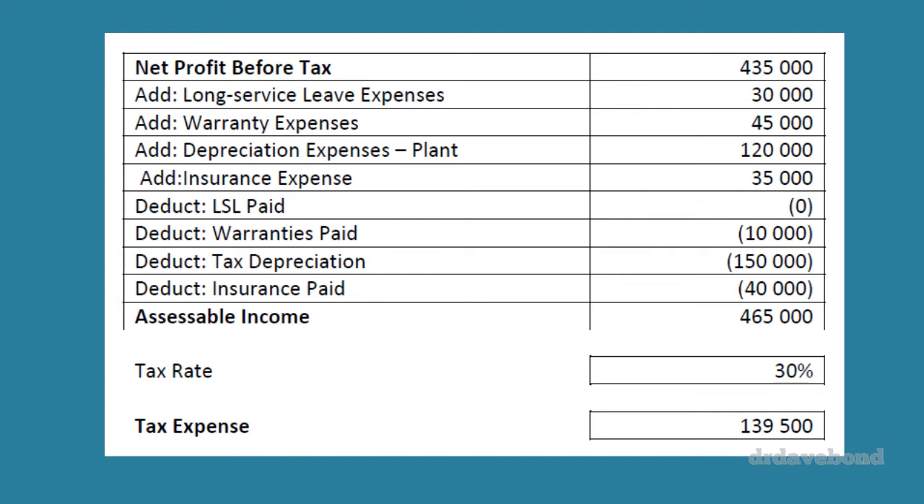And the second is much the same. I wouldn't net them out. I wouldn't go, okay, well, let's look at warranties. Warranties, we're adding back in 45, but we're taking away 10. So I wouldn't just go, the net effect on warranties is adding back in 35.